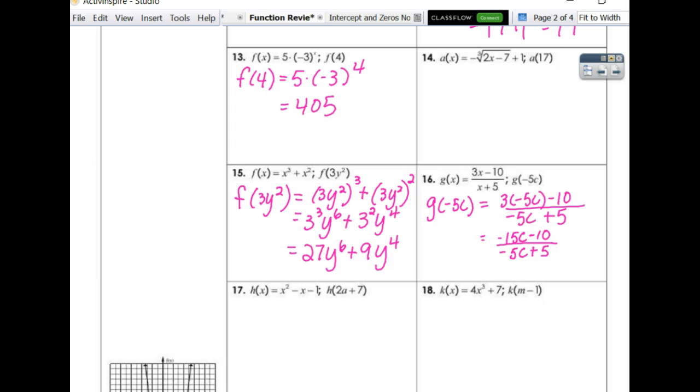So does it matter if I take out the 5 or the negative 5? It doesn't. So if I take out negative 5 on top, and if I take out a negative 5 on bottom, they cancel, and I'm left with 3c plus 2 over c minus 1.